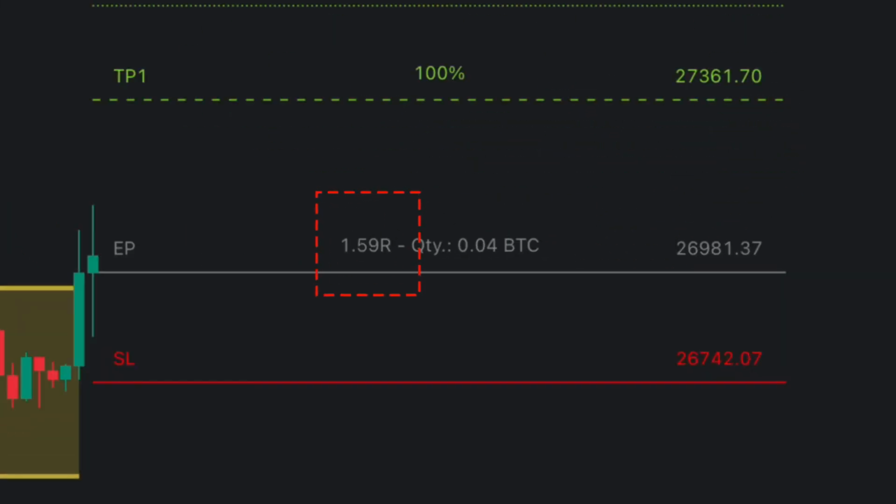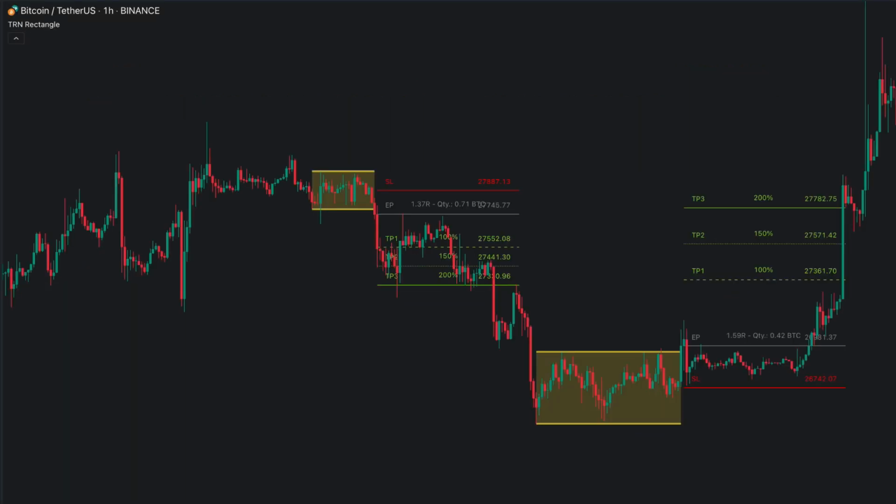Furthermore, the risk-reward ratio is displayed above the gray line, together with the quantity you have to buy or sell to fit to your risk. More on that a bit later. The indicator identifies small and large rectangles at the same time. Therefore, you can easily spot short and long-term consolidations.